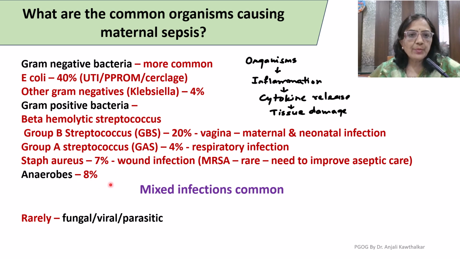Anaerobes are responsible for 8% of the cases of maternal sepsis, and what is most important is mixed infections are common. Aerobic with anaerobic, gram positive, negative, and anaerobic mixed infections are common. So any organism leads to an inflammatory response. There is a cytokine release. Cytokines have endocrine, paracrine, autocrine functions, which lead to tissue damage. Rarely there can be fungal, viral, or parasitic infections. I have seen a maternal mortality with dengue infection also.